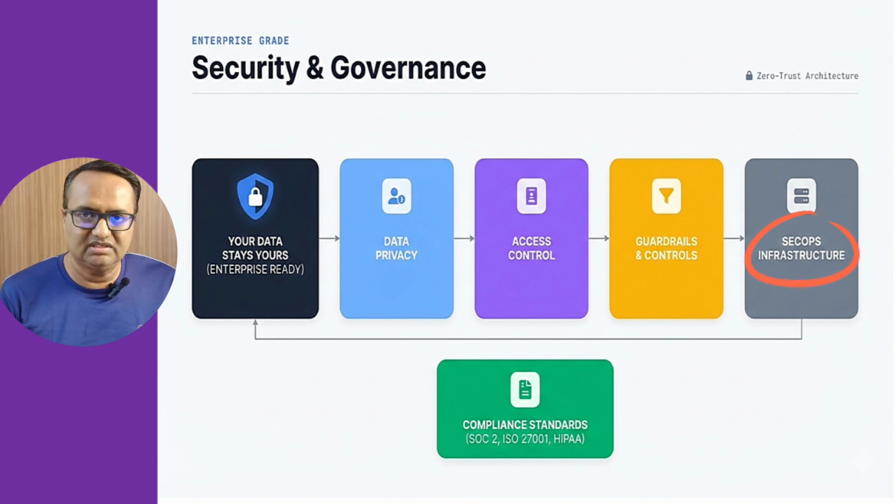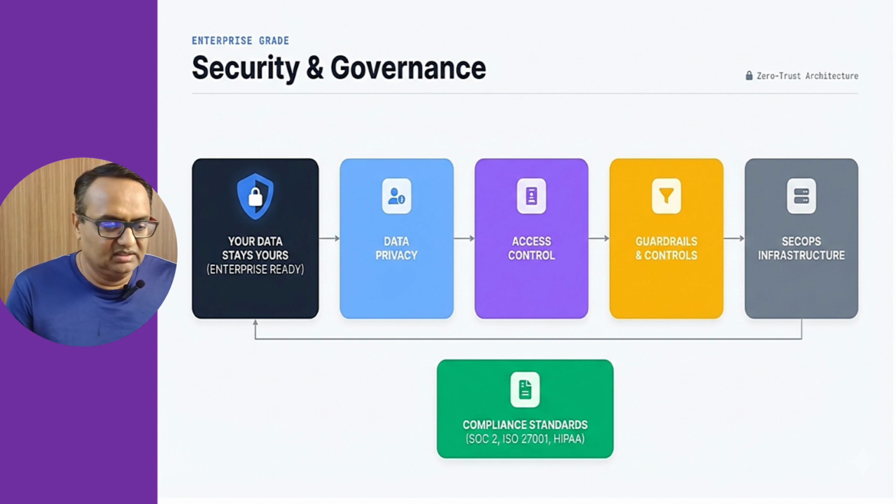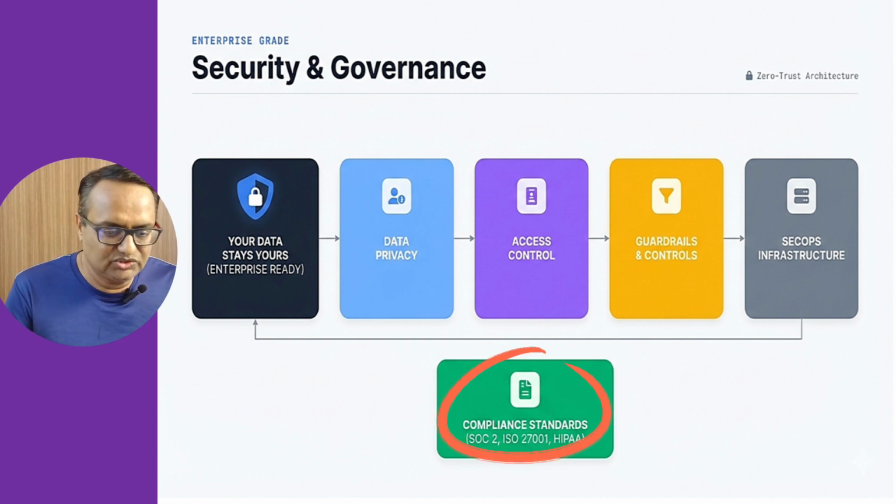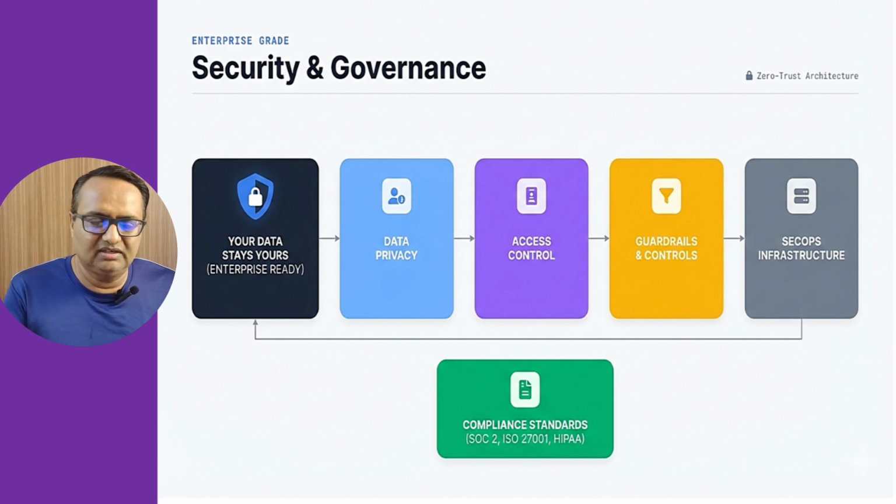SecOps infrastructure is basically security operations infrastructure. It is like in any typical enterprise system, where logging, monitoring and alerting are all happening. For example, if a lot of uploads of sensitive data are happening, it immediately alerts or stops the upload, and it starts alerting the required systems or the human element to take action. Finally, all the controls we are talking about map to compliance standards like SOC2, ISO 27001, and HIPAA. That gives the proof that the controls actually exist and are audited. Let's go to the next slide.